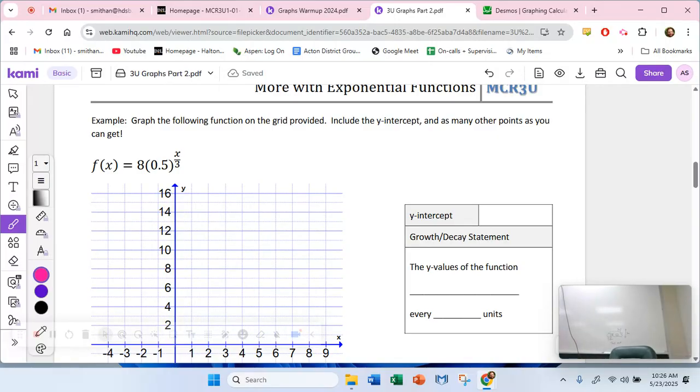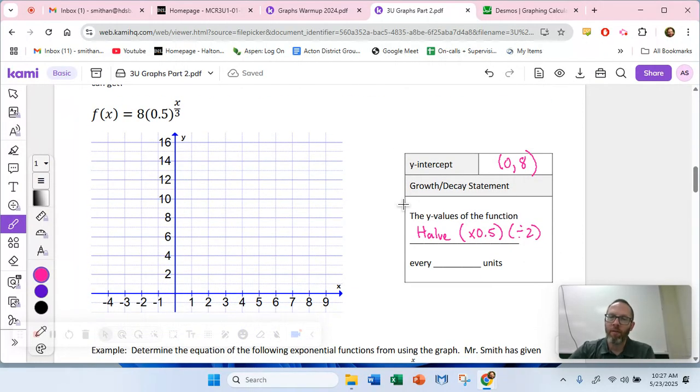So now, both classes, I give you a function like this, and you guys know how to interpret all 3 numbers. So we look at the 8 out front, same as yesterday, life is good. Y-intercept 0, 8, so we know where to start, 0, 8. We look at the base, 0.5. So the y values are decreasing, and then it just depends on what you like. If you like writing times 0.5 or divided by 2, it doesn't matter to me. They're all the same thing. But the over 3 means it's going to take 3 units for our y values to halve.